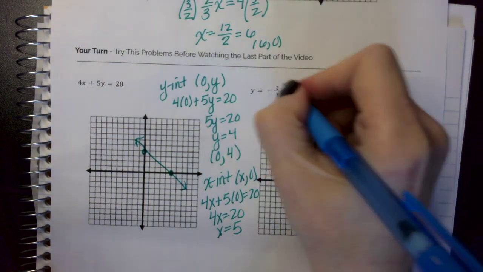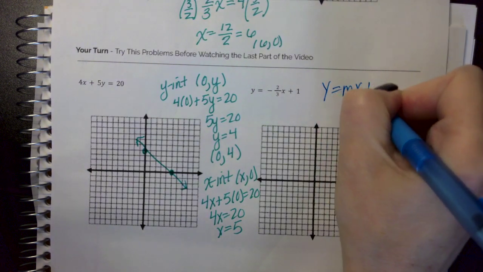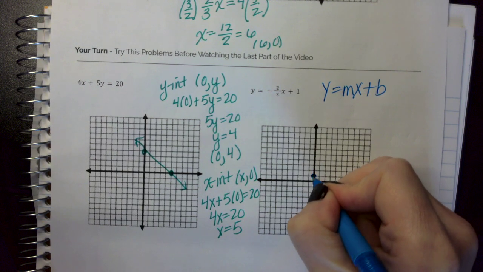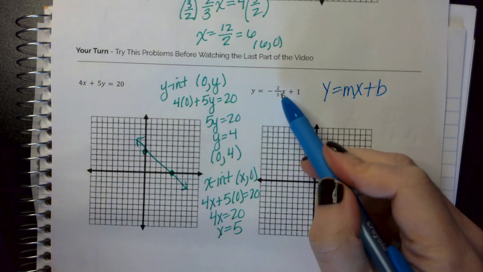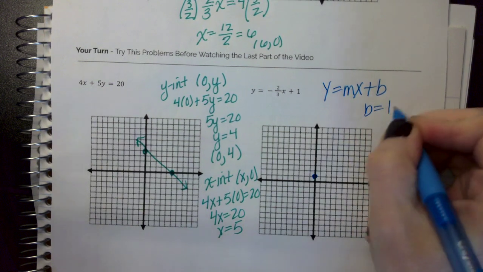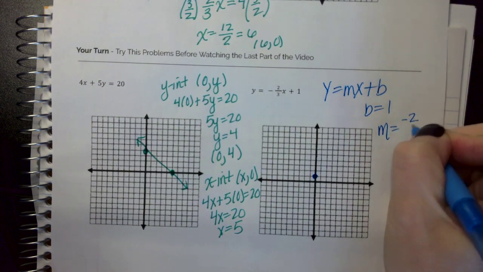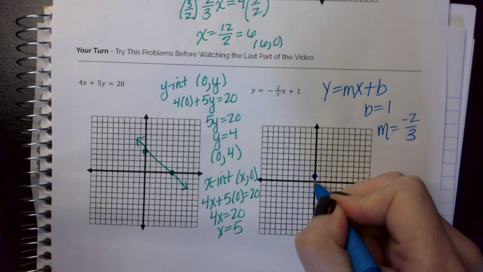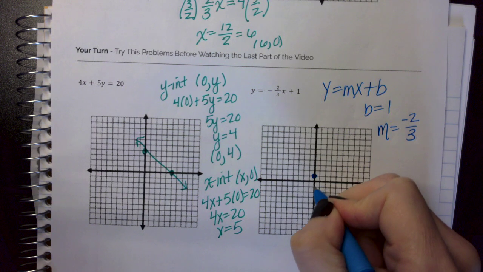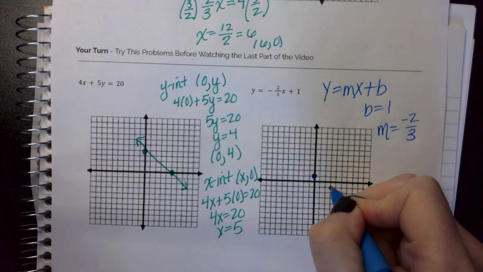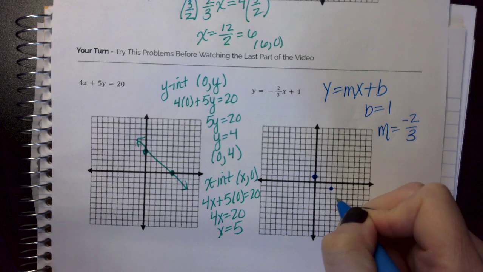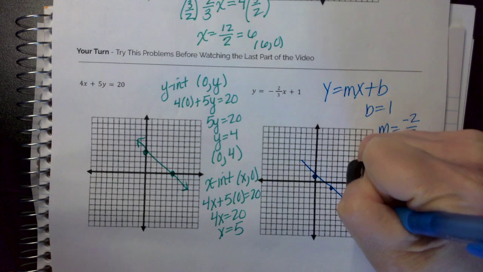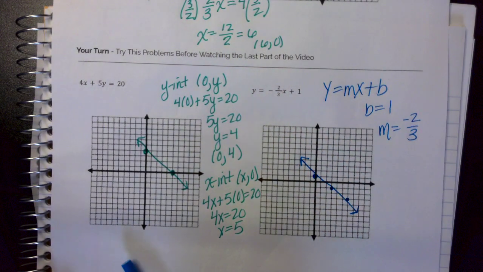Last up, we have a new line. This is in y equals mx plus b form. b is the y-intercept. And slope is, well, let me say b is 1. m is -2/3. So we're going to go down 1, 2, and over 1, 2, 3. Down 2, and over 3, and connect these points. Done.